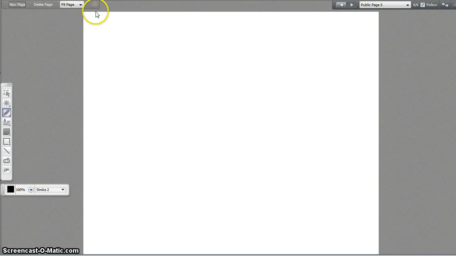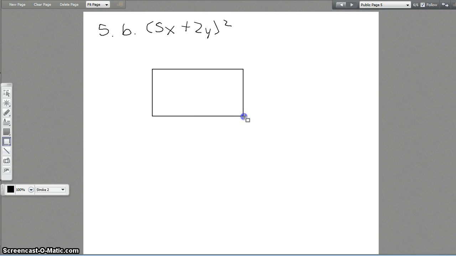Okay, new page. Let's look at problem number 5. Problem number 5 is just like problem number 12. It says make a diagram to illustrate each of the following expressions. Then use the diagram to write each expression as a polynomial. Okay, so let's look at part B. We have 5x plus 2y, and the quantity is squared. So make a diagram. So let's draw our box and put in our grid lines.